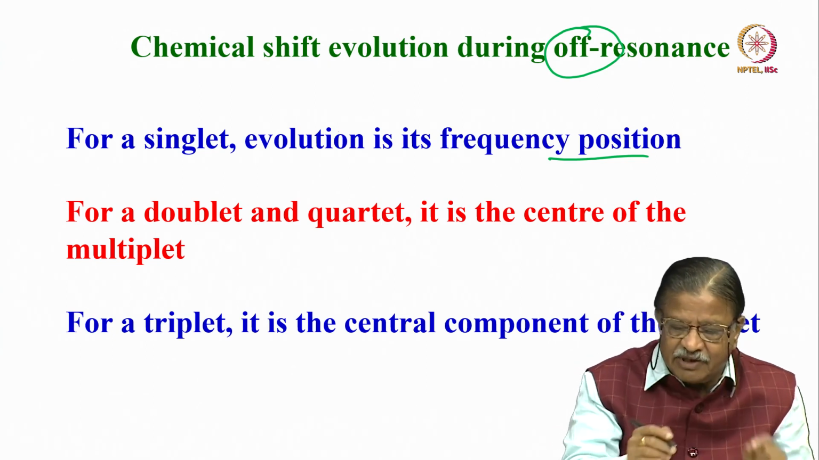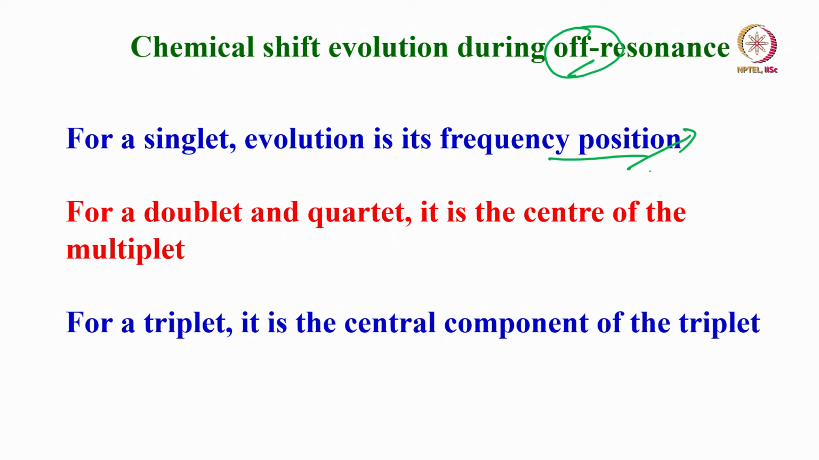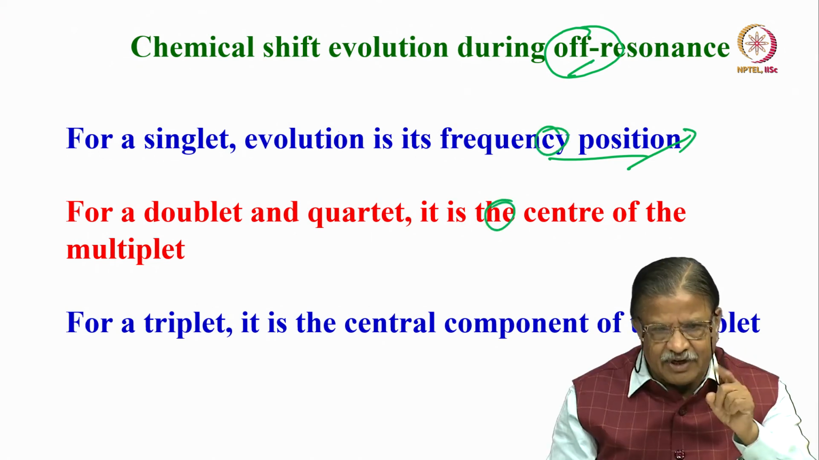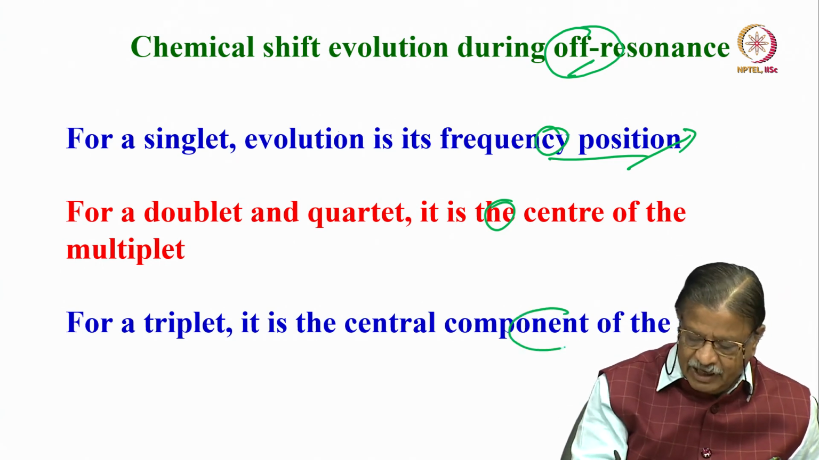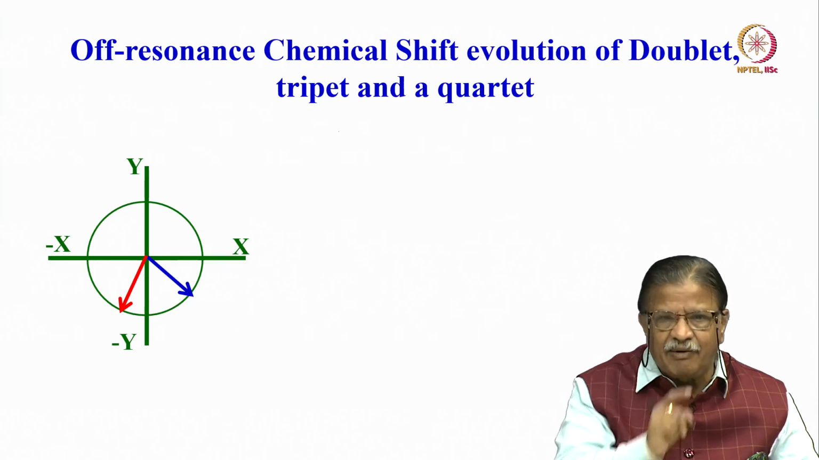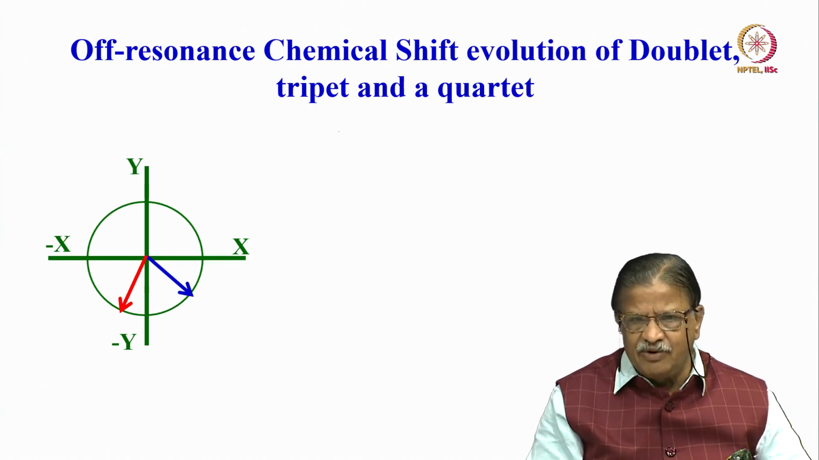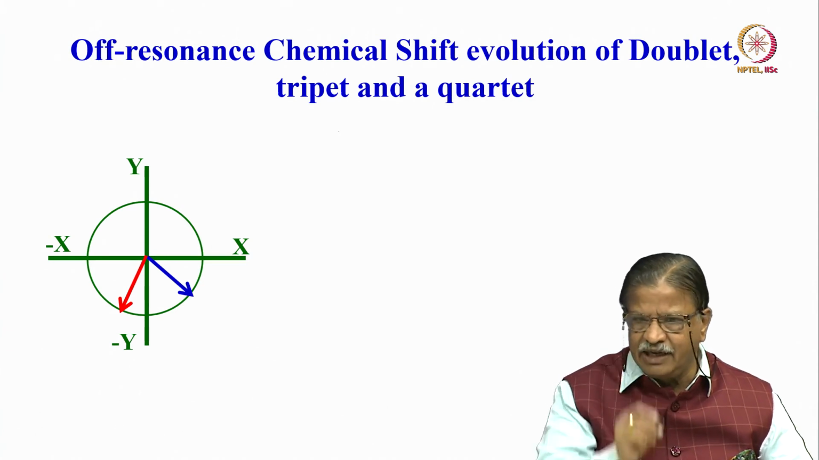So, how does the chemical shift evolution take place during off resonance? For a singlet, it is nothing but the chemical shift position of the singlet. For the doublet and quartet, it is the center of the doublet and quartet. For a triplet, it is the central component of the triplet. These are the things which evolve. Now, diagrammatically we can see how they evolve. In the off resonance condition, let us see the chemical shift evolution of a doublet, triplet and quartet.